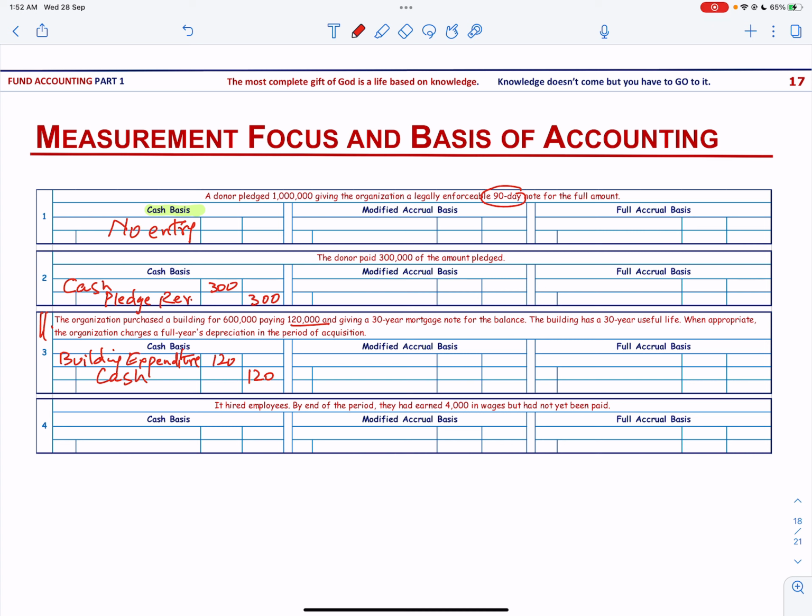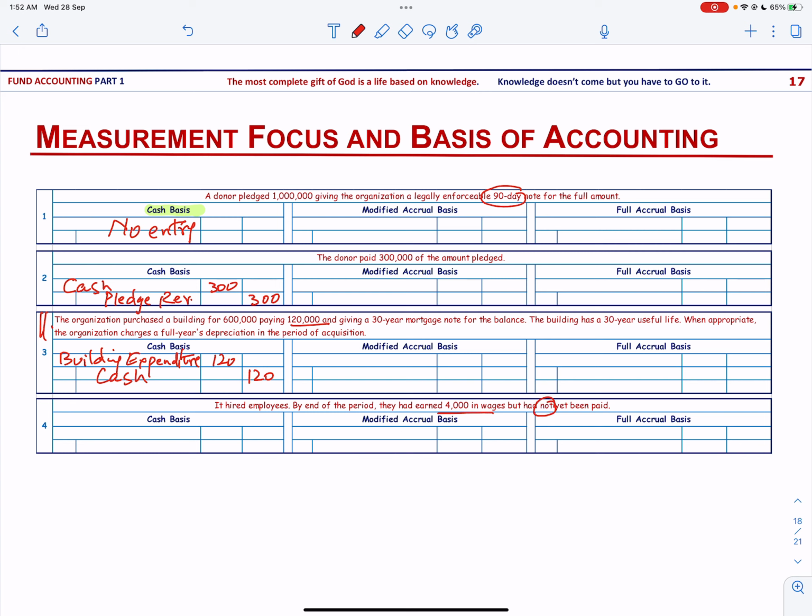Okay. Then let us look into number 4. It hired employees. By the end of the period, they have earned 4,000 in wages but have not yet been paid. So under cash basis, there is no cash transaction. So there will be no entry over here. Now they have received cash 300 and they have paid for the building 120. So the balance 180 is the fund balance under the cash basis.